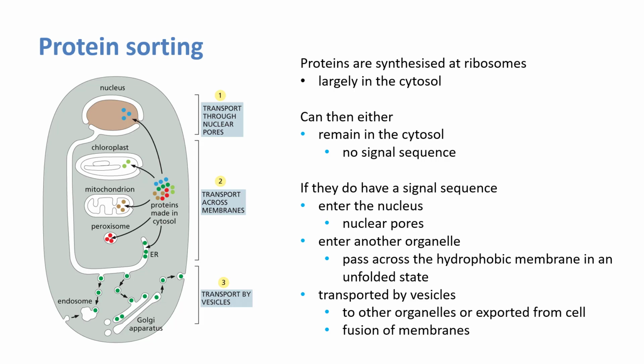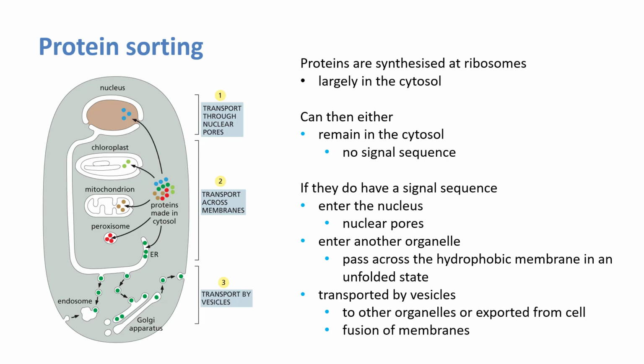Their role might be to remain in the cytosol, and in this case, they lack what we call a signal sequence. So what these signal sequences are is essentially postcodes for the proteins that tell the cell where they should deliver that protein to. So if they have one of these signal sequences, they can be transported around the cell by a number of different possible mechanisms.